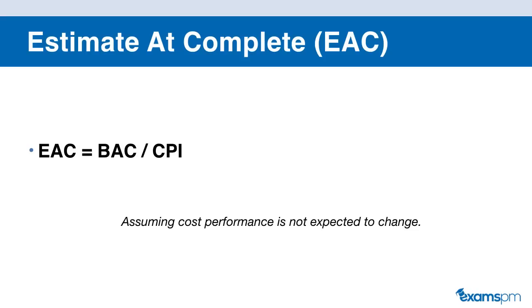So the first formula you can use to calculate your EAC is BAC, budget at completion, divided by the cost performance index, or CPI. You would use this formula when you assume the cost performance is not expected to change and the budget will continue to be adjusted at the same rate as the cost performance index. Basically you're using the budget that you originally estimated and adjusting it by the cost performance index, and the assumption you're making here is that the project will continue to change at the same rate as the current cost performance index.